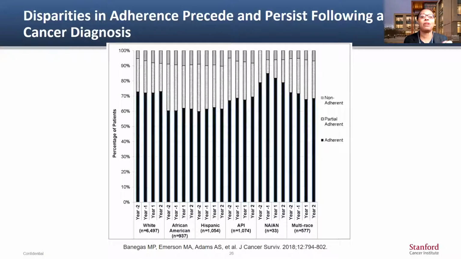But then we looked at African Americans or Blacks, Latinx populations, Asian Pacific Islanders, and others of multiracial ethnic groups. We saw lower adherence to those medications even before the cancer diagnosis, as well as after. So while the cancer diagnosis did not have a detrimental effect on adherence to these other medications, it did not increase adherence, nor did it have an impact on disparities in adherence for these medications. Next slide, please.